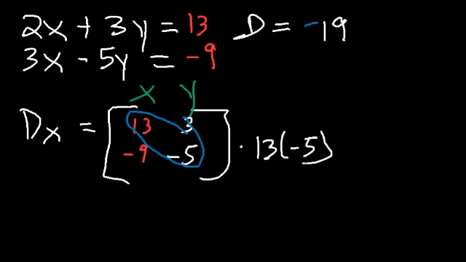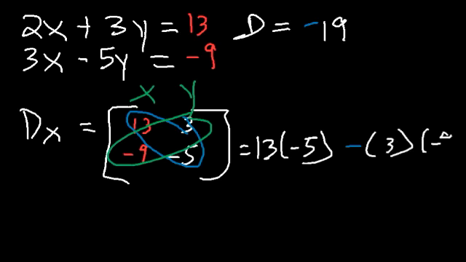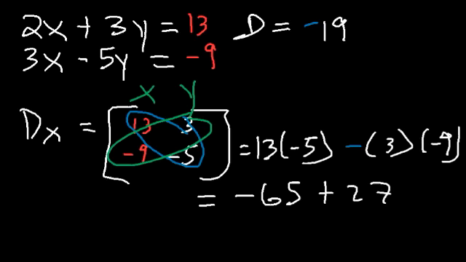And then minus negative 9 times 3. 13 times negative 5 is negative 65. Negative 3 times negative 9 is positive 27. So if you add these two numbers, you should get negative 38. So dx is equal to negative 38.